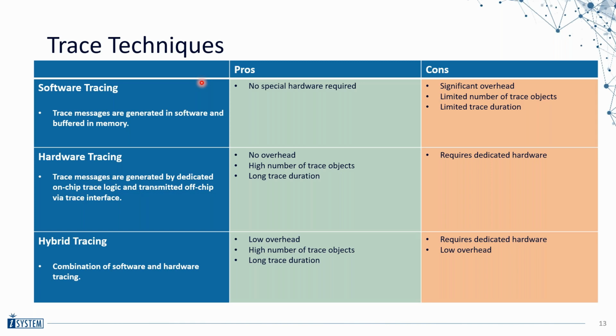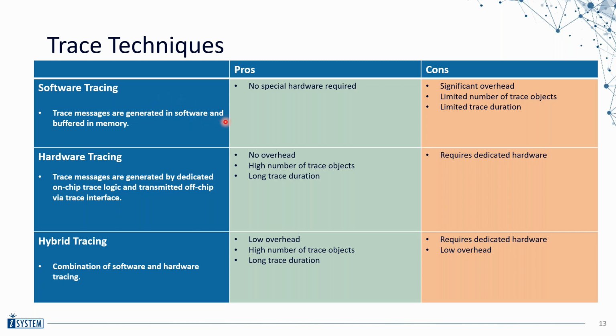Historically, there are three main trace techniques. Software tracing works by adding instrumentation to the code to generate messages. Those messages are buffered in memory and then sent off chip, for example, via a network interface like CAN or Ethernet, or they could also be read out by the debugger.